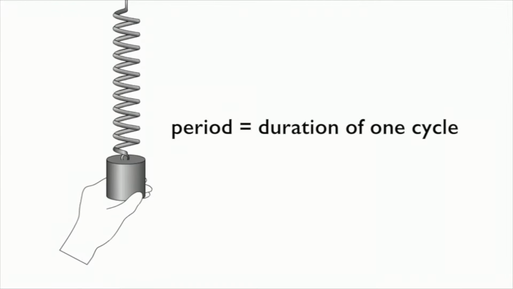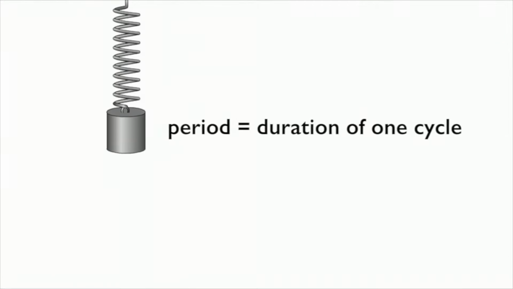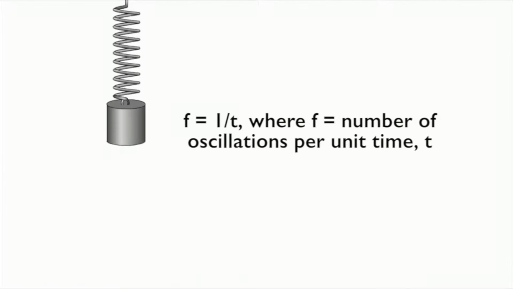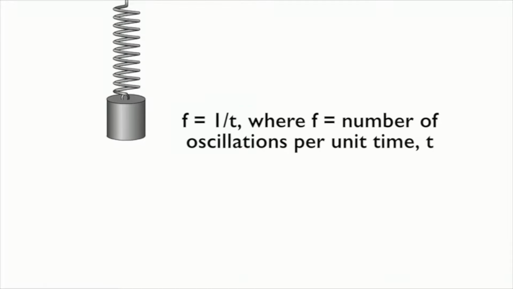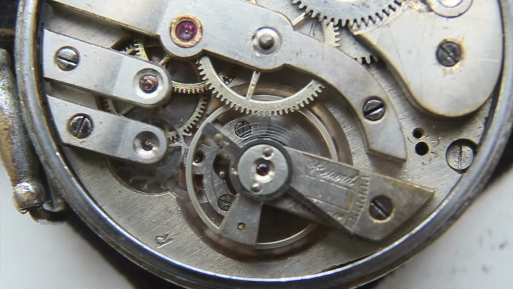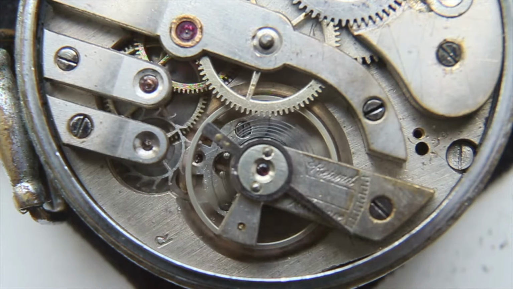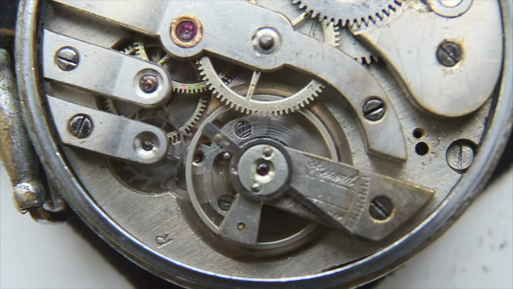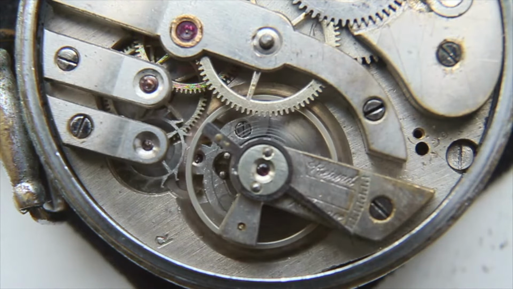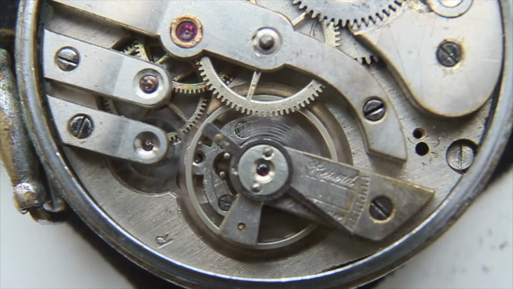The period of a simple harmonic system is the time taken for one cycle. Frequency is the number of oscillations per second. Frequency is the inverse of period, that is, f equals 1 over T. Many applications of simple harmonic systems exploit their energy. For example, when a clock spring is wound up, it releases its energy to power the clock mechanism.